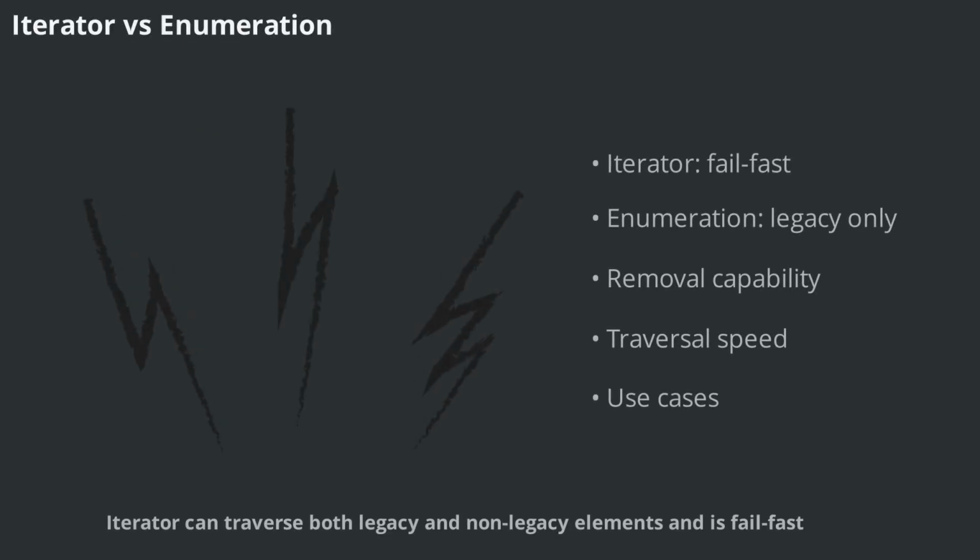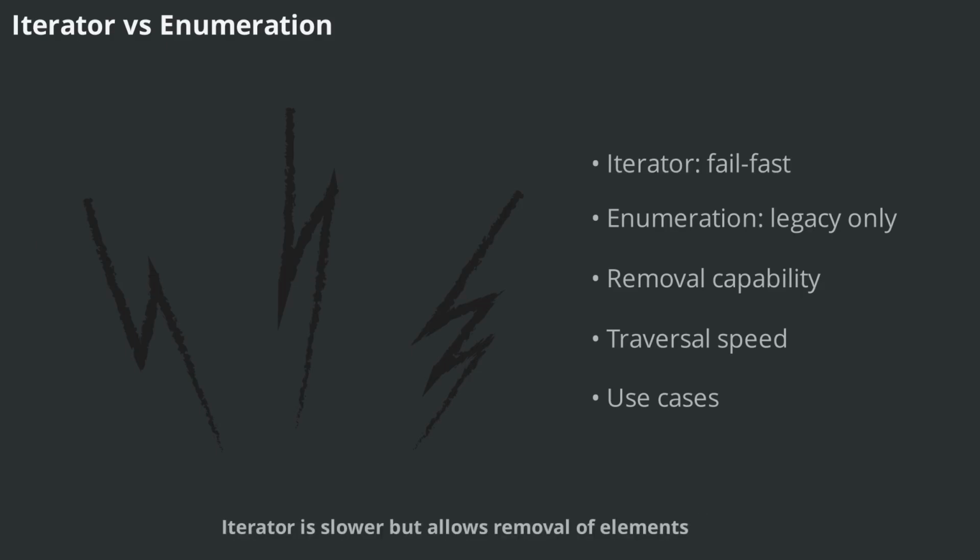Iterator can traverse both legacy and non-legacy elements and is fail-fast, meaning it throws an exception if the collection is modified during iteration. Enumeration can only traverse legacy elements and is not fail-fast. Iterator is slower but allows removal of elements, while enumeration is faster and only allows traversal. Understanding these differences helps you choose the right tool for collection traversal.